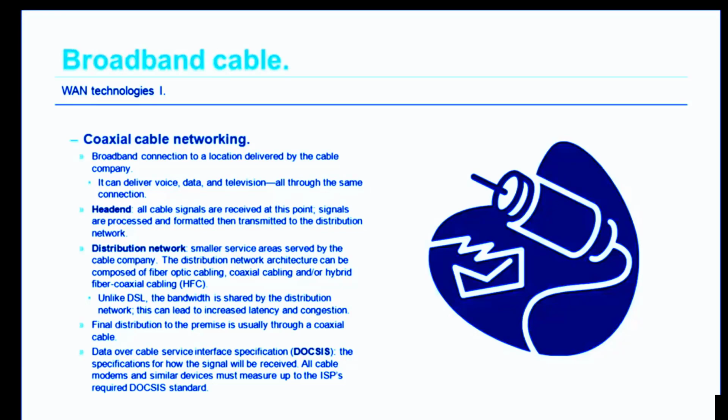Unlike DSL, the bandwidth of the distribution network is shared by all of those who connect to it. This can lead to increased latency and congestion during busy times. The final distribution to the premise is usually through a coaxial cable. The other thing that you need to know about broadband cable is that all cable modems and similar devices must measure up to the ISP's required data over cable service interface specification or DOCSIS specification. If it doesn't measure up, you're not going to achieve the speeds that you expect.